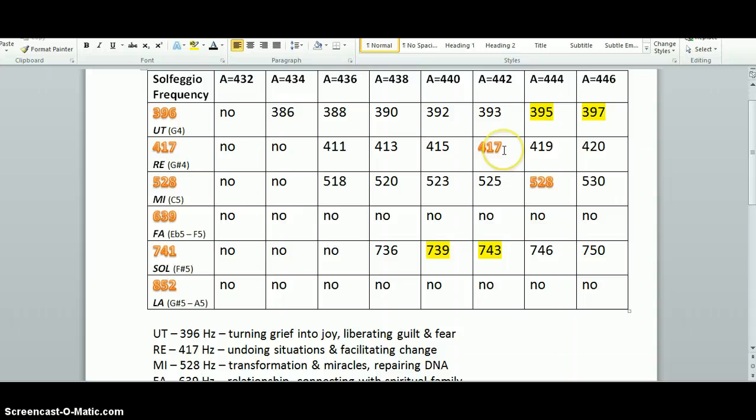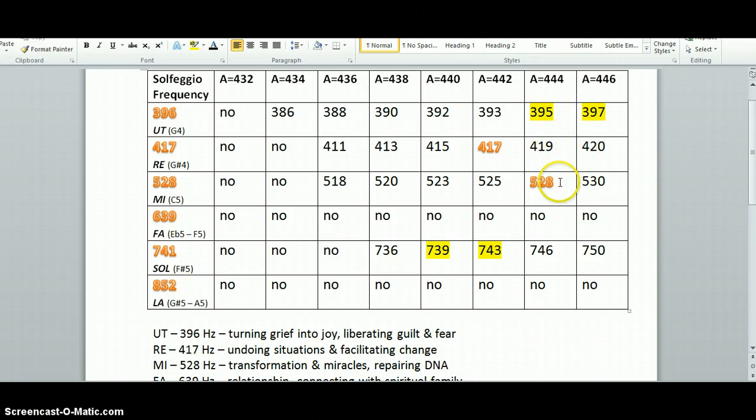Okay, so now we're going to the 442. The 417 is an exact match in this tuning system for the re. Then if you go into the 444 system, you've got the oot at the 396, again 395 on either side in the 444 tuning system to the A446. It's going to be one in between both of these.